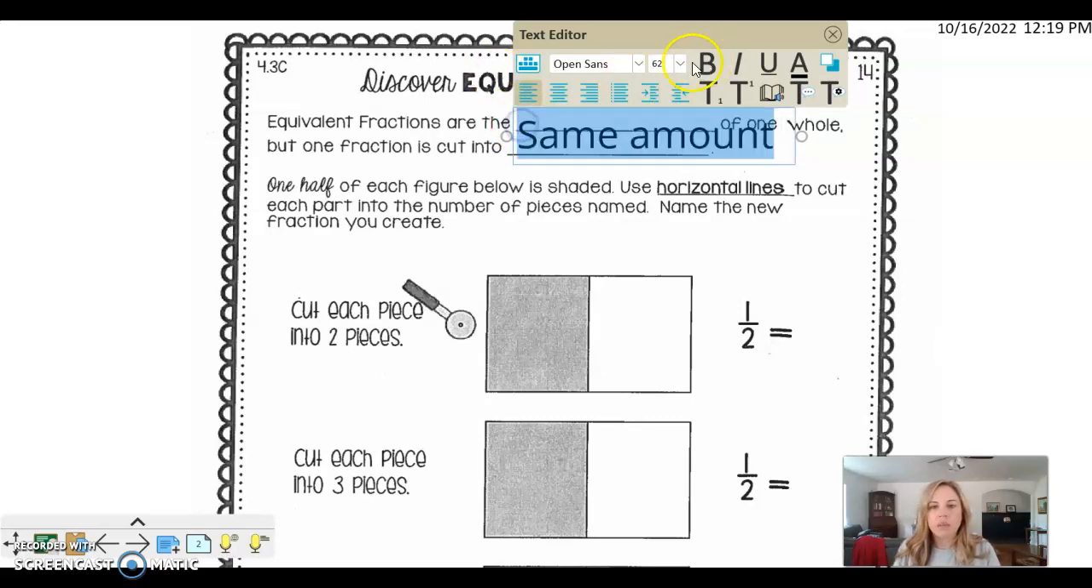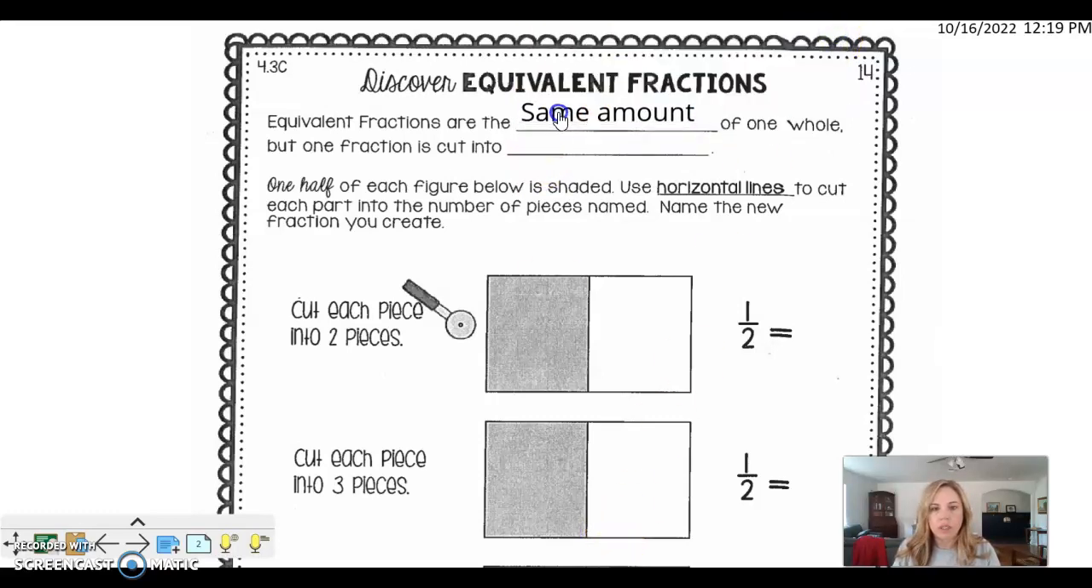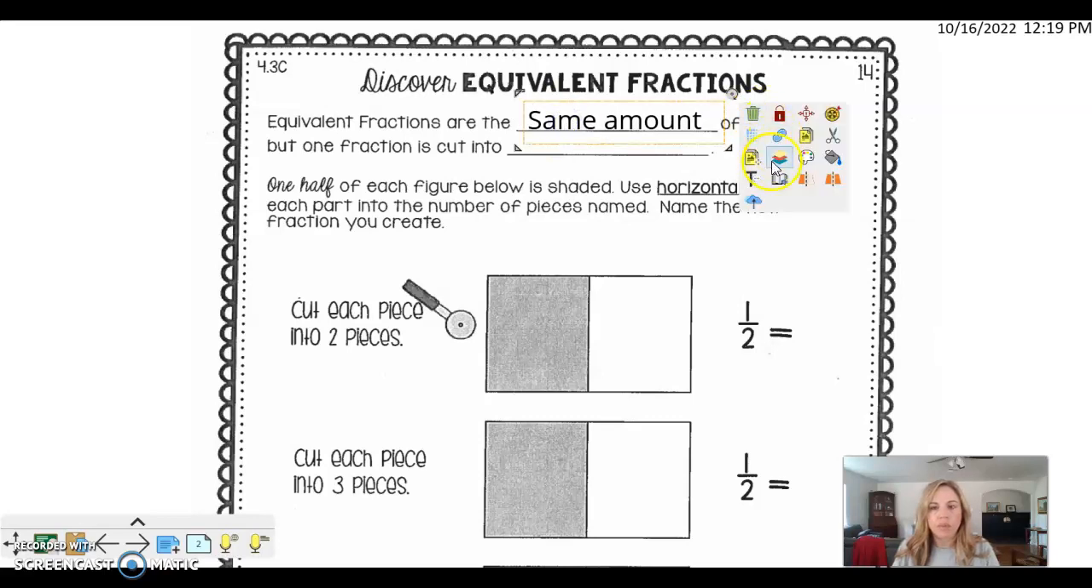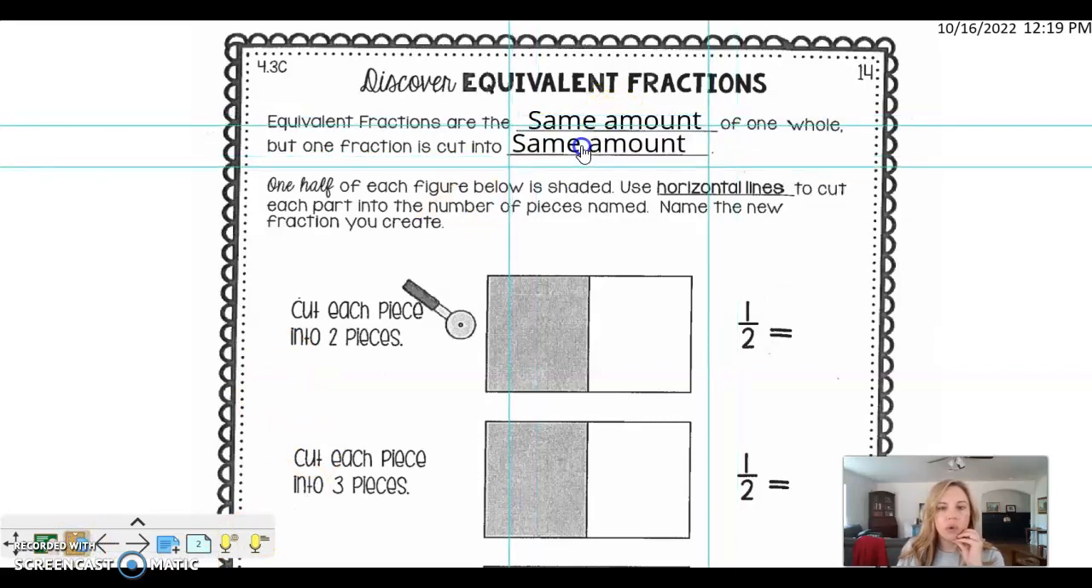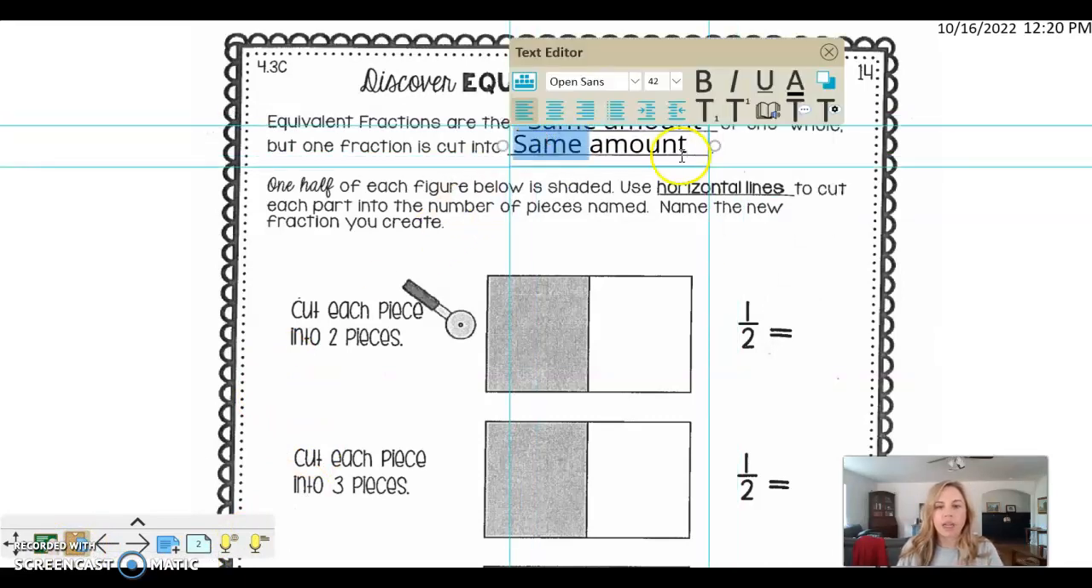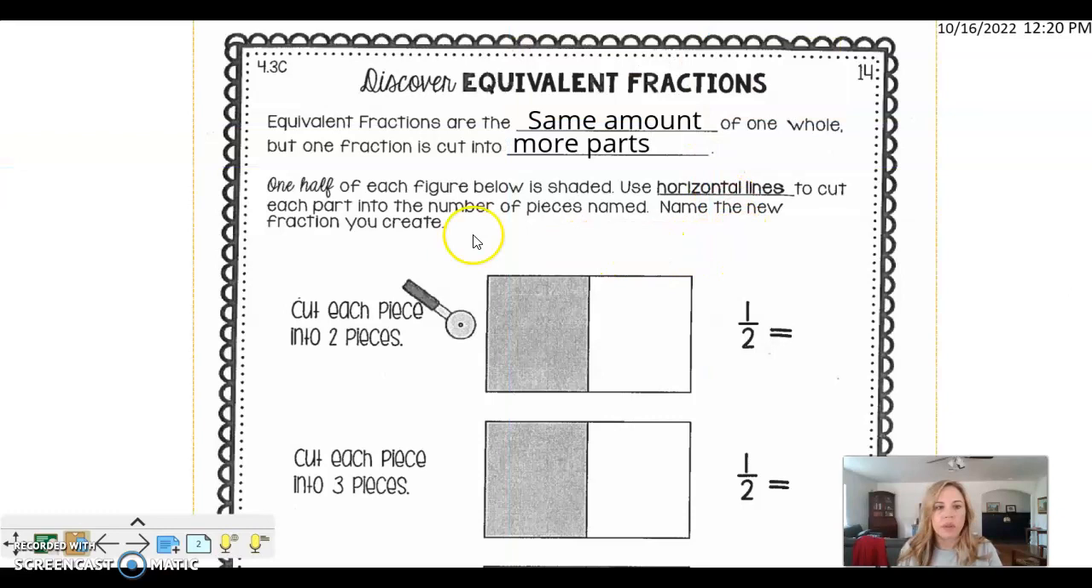Gonna make this a little smaller. Same amount of one whole. But one fraction is cut into more parts. So I'm going to write more parts in here. Equivalent fractions are the same amount of one whole, but one fraction is cut into more parts.